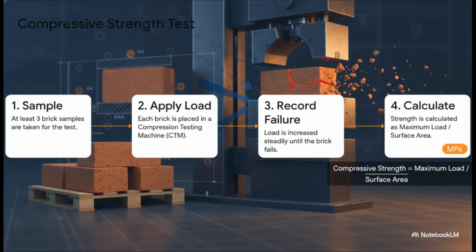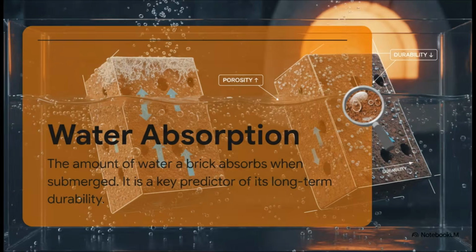So, how do we get that number? The test is quite straightforward. We take at least 3 sample bricks and place each one in a machine called a compression testing machine, or CTM. The machine applies a slow, steady load until the brick cracks and fails. We record the maximum load it could take, divide that by the brick's surface area, and that gives us its compressive strength.